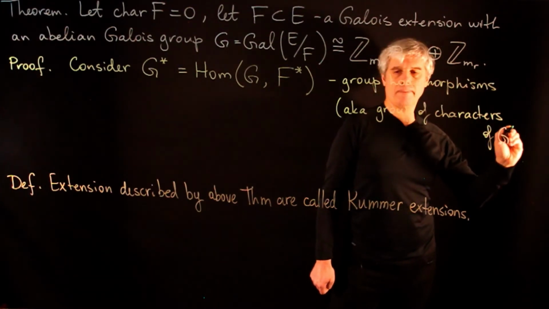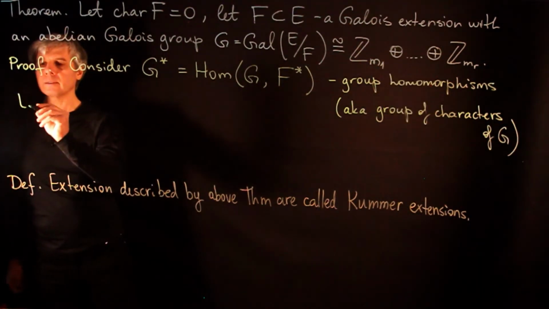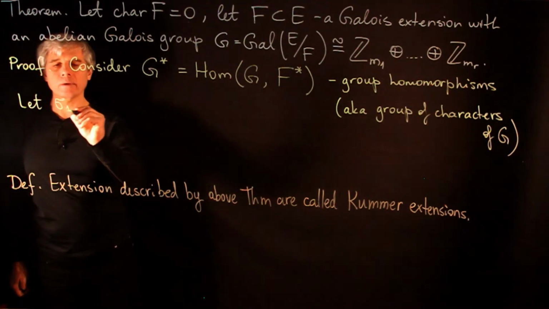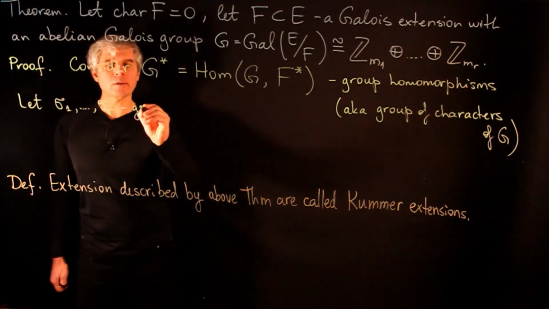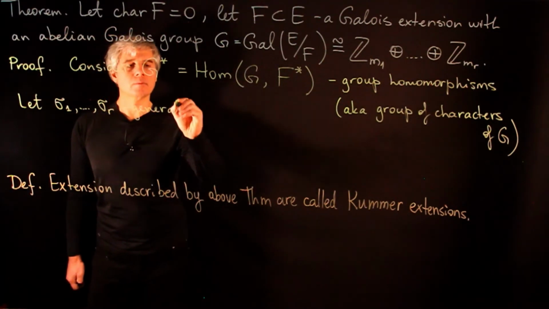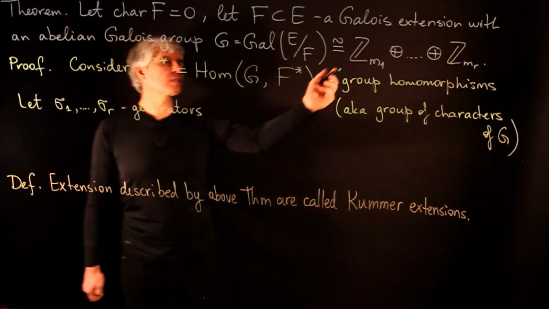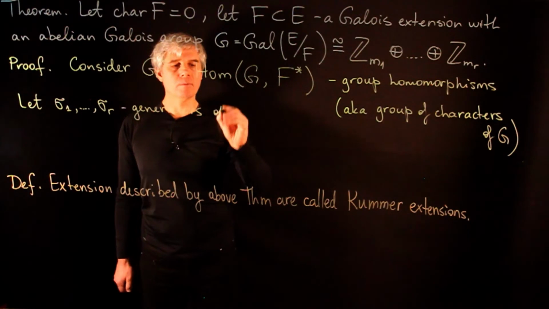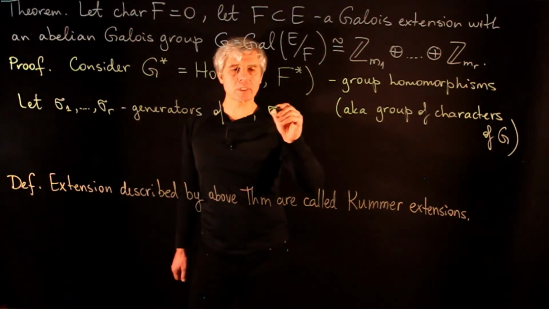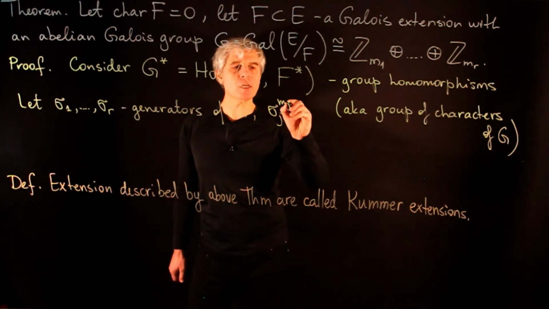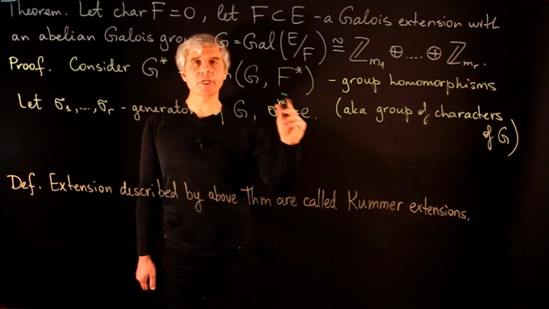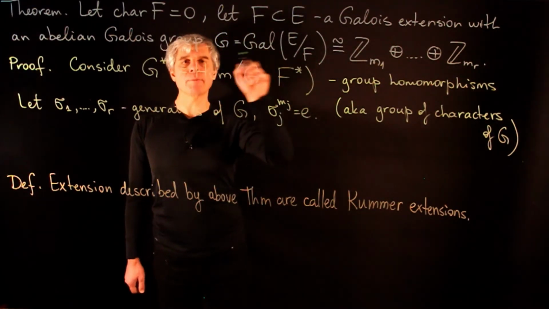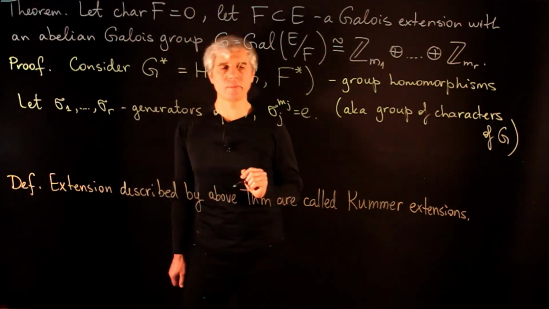Of G. Let sigma 1 through sigma r be generators of these cyclic components of G. So sigma j to the power mj is equal to identity. We will use multiplicative notations for the group operation in the Galois group.